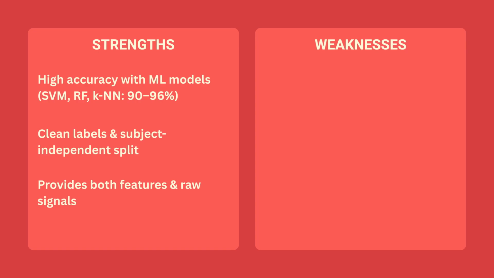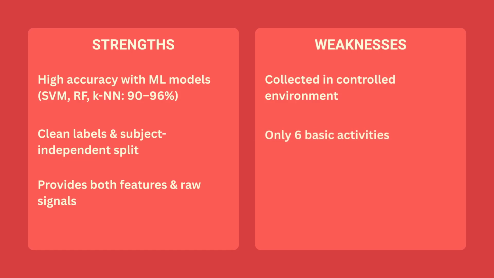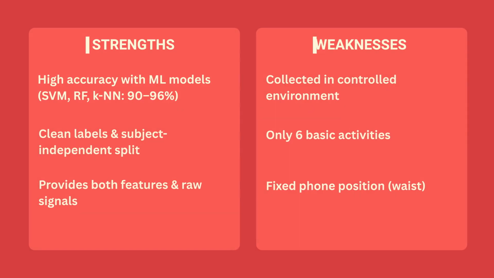On the downside, the dataset was collected in a controlled laboratory environment, which limits real-world variability. It also includes only 6 basic activities, so it doesn't capture more complex human behaviors. Lastly, although the fixed phone-on-waist position reflects a common real-life case, like carrying a phone in a pants pocket while walking, it can reduce robustness compared to other phone placements in scenarios like texting while walking.